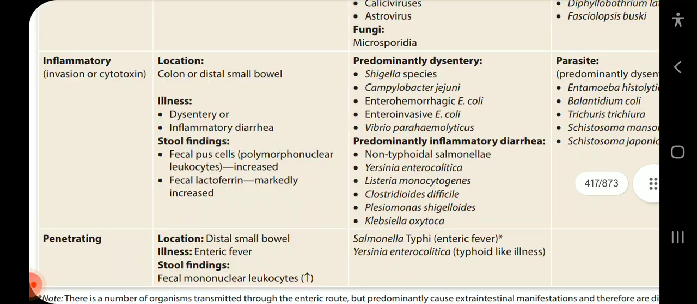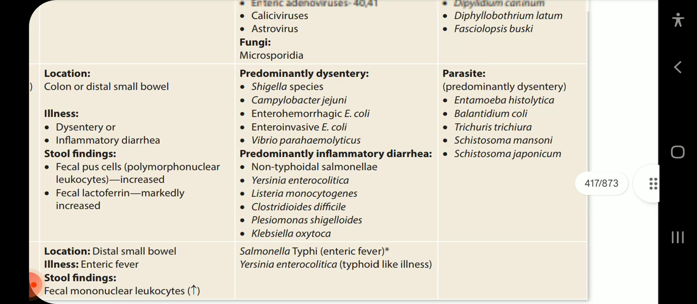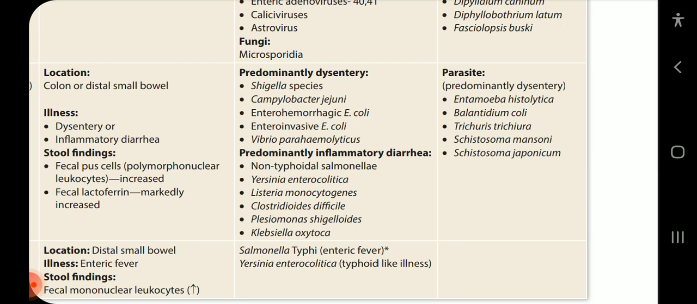Now the inflammatory diarrhea, invasion or cytotoxin. The location is colon or distal small bowel. Illness is dysentery or inflammatory diarrhea. And stool findings are fecal pus cells, polymorphonuclear leukocytes increased and fecal lactoferrin markedly increased. Predominantly dysentery: Shigella species, Campylobacter jejuni, enterohemorrhagic E. coli, enteroinvasive E. coli, Vibrio parahaemolyticus. Predominantly inflammatory diarrhea: non-typhoidal Salmonella, Yersinia enterocolitica, Listeria monocytogenes, Clostridioides difficile, Plesiomonas shigelloides, Klebsiella oxytoca. Parasites predominantly dysentery: Entamoeba histolytica, Balantidium coli, Trichuris trichiura, Schistosoma mansoni, and Schistosoma japonicum.